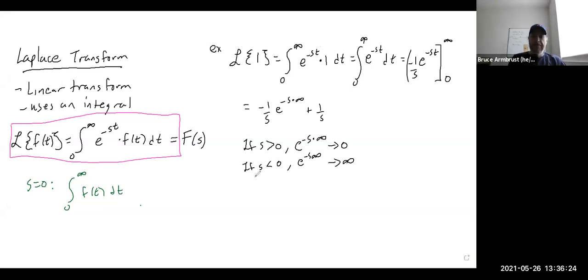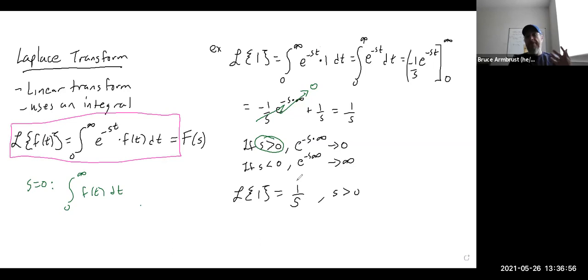All right, anyway, so for this one, immediately we're going to say, well, we have to have s greater than 0. And if s is greater than 0, then this piece is going to go to 0, and what we're left with is just 1 over s. So the Laplace transform of 1 is 1 over s. But again, we know that s has to be greater than 0. All right, so that's how a Laplace transform is done.